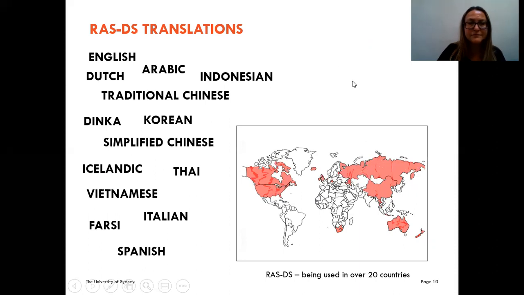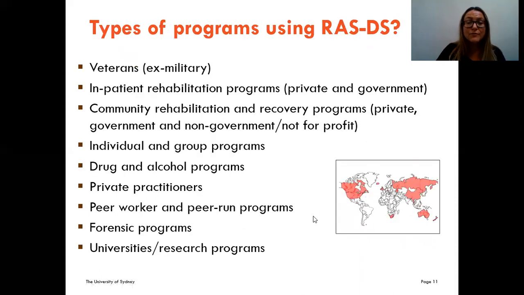used widely. So these are the sorts of programs that are using it, and I'm sure we've missed some, but it gives you a feel for the types of services and programs that are using RAS-DS. It's being used by a lot of veteran programs. It's being used in inpatient programs, inpatient rehabilitation programs, both private and government services, in a lot of community programs, recovery programs across the mental health sector. It's being used for individual programs as well as group programs.